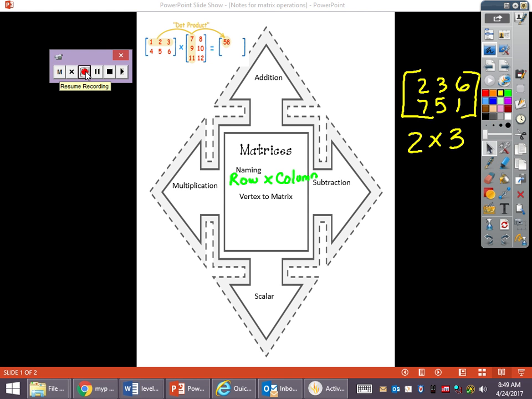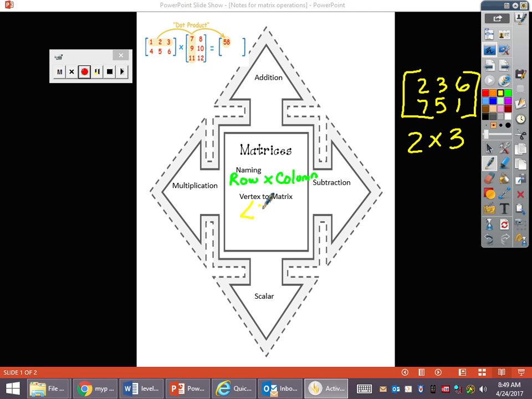Okay, vertex to, not vertex to matrix. I mistyped that. It should be vector to matrix. Vector to matrix. Okay, so last unit we were discussing vectors. So I have the vector 2, 5. As a matrix, it looks like this. So vector to matrix.